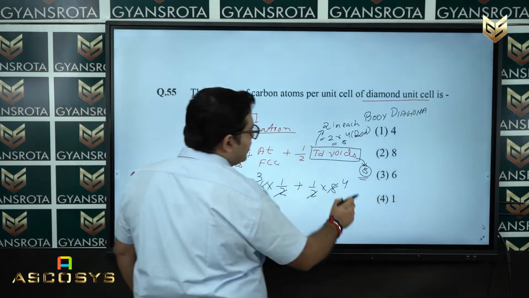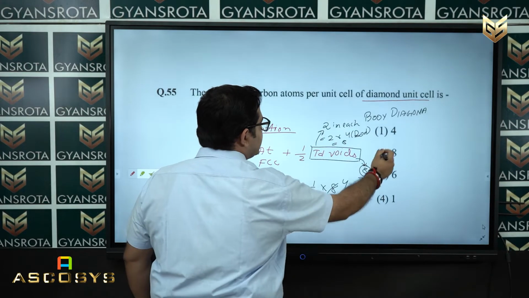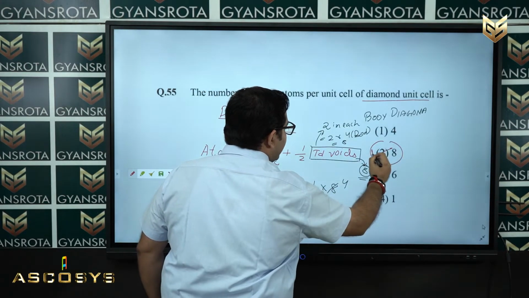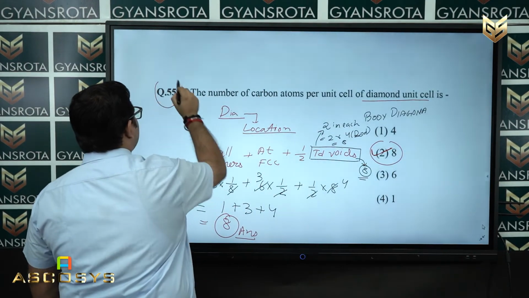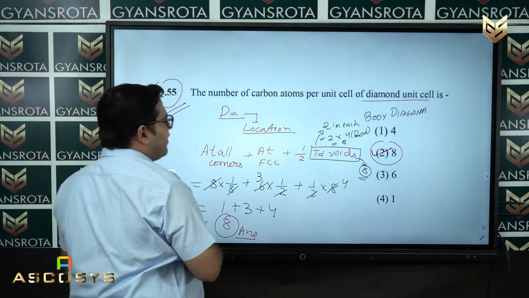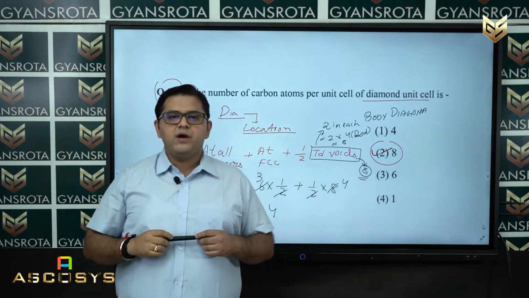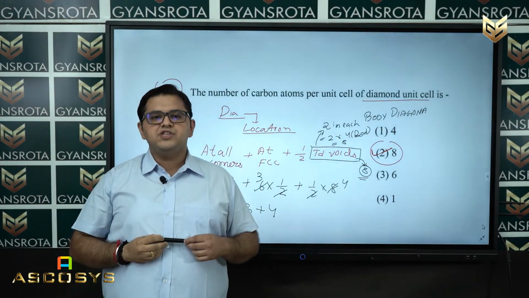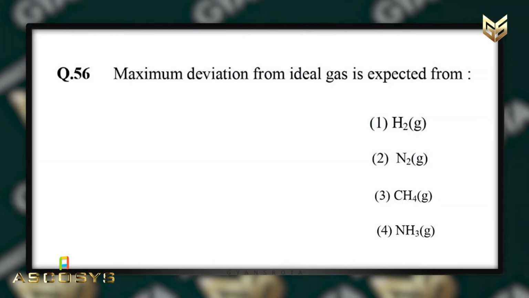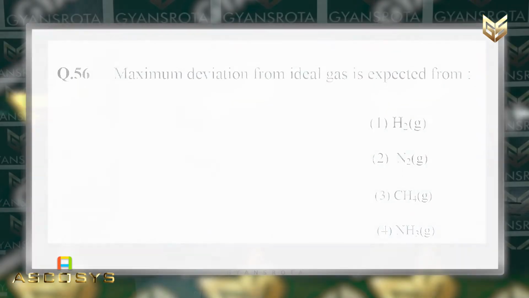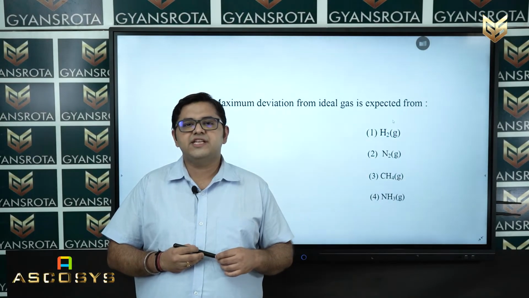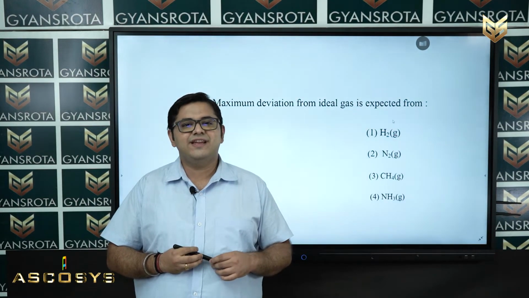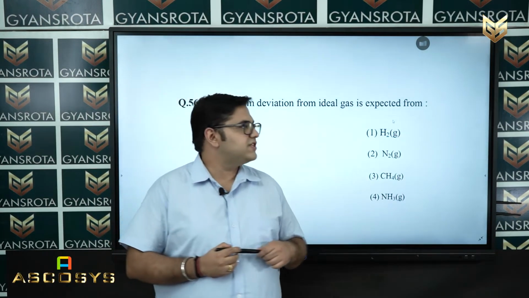If you see among the 4 options, option number 2, that is 8, is the correct answer of question number 55. So now we are moving to the next question, that is question number 56. So question number 56 is on your screen. Maximum deviation from ideal gas is expected from. This question comes from the states of matter chapter of your class 11 NCERT. So now we are moving to the solution part.